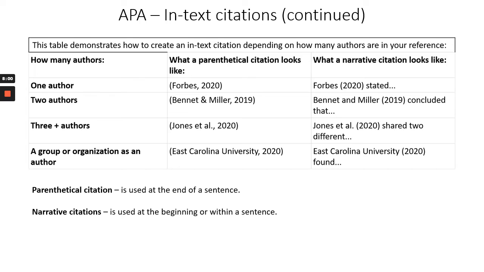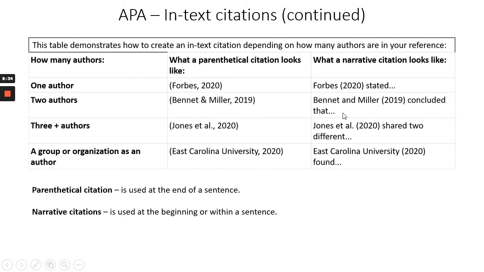This table demonstrates how to create an in-text citation depending on how many authors are in your reference. If you have one author, for example Forbes, you have Forbes, 2020, written in parenthetical citation. So you have the brackets here, the parentheses, and a narrative citation looks like this: Forbes 2020 stated. Two authors, Bennett and Miller, 2019.